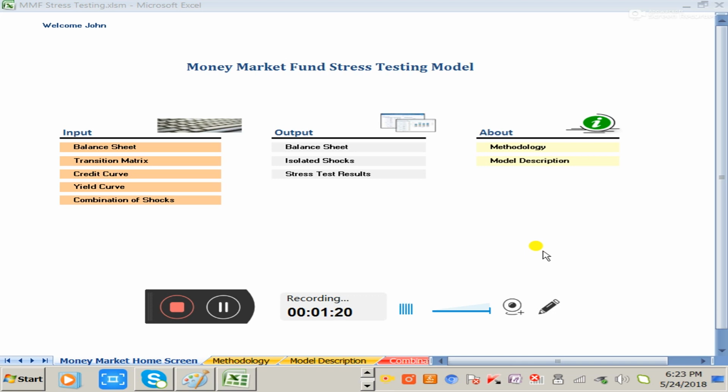The second area is interest rate shocks. The securities are bound to have a price-yield relationship with the yield curve. Suppose the interest rates are shocked on different ends of the yield curve, what will happen to the net asset value? That is the second area.